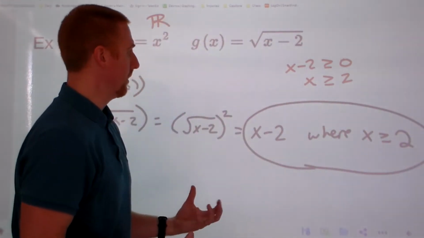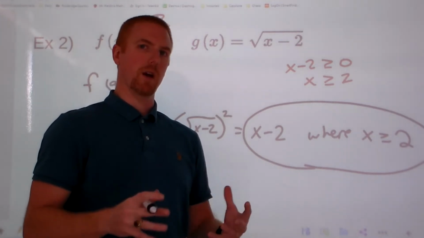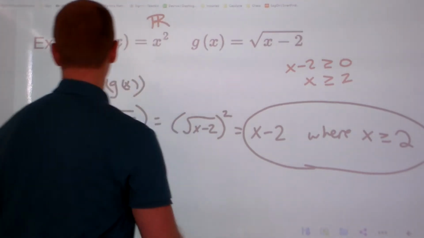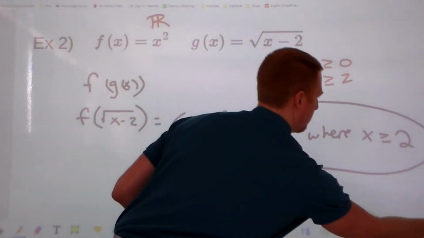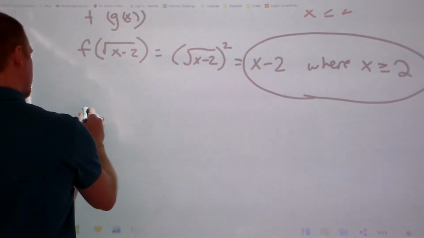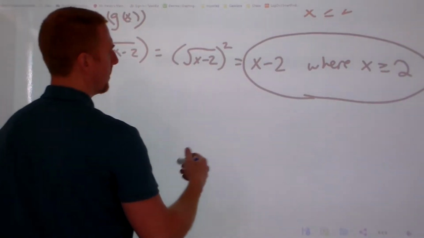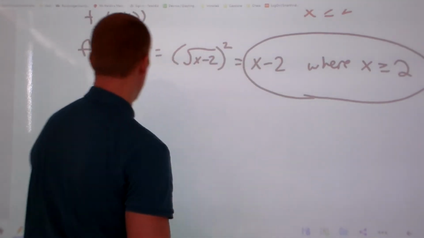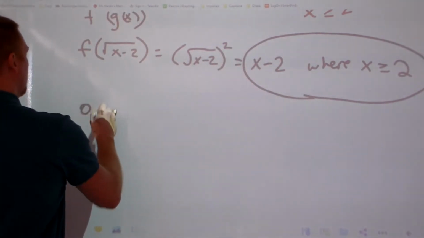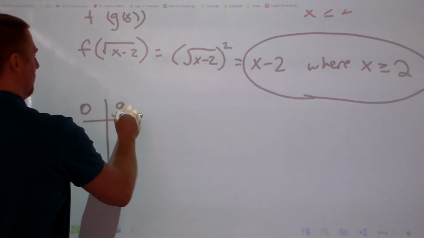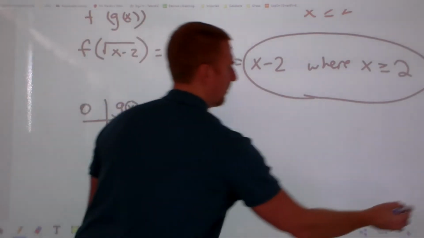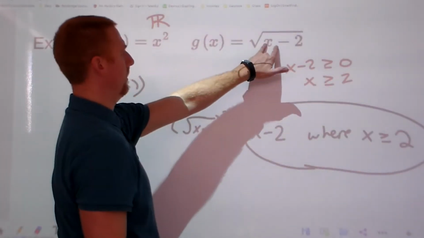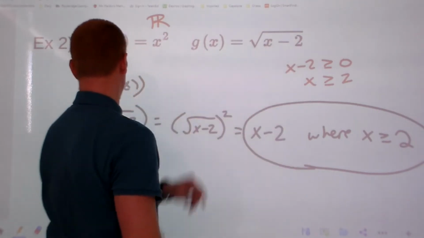So that's our final result. Let me give you some ways to kind of think about this and clarify what's going on. So let's think about a table. Let's suppose that I tried something that was smaller than 2, like 0. All right, and I'm going to plug that into my g function. So our g function was the square root of x minus 2.